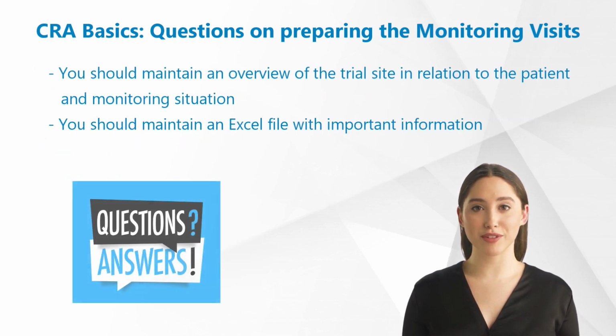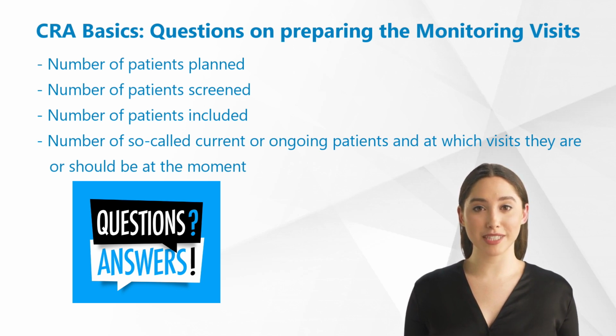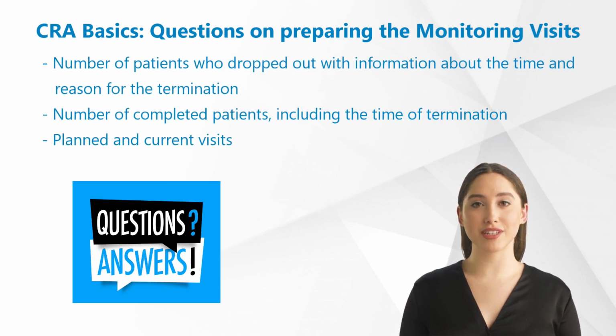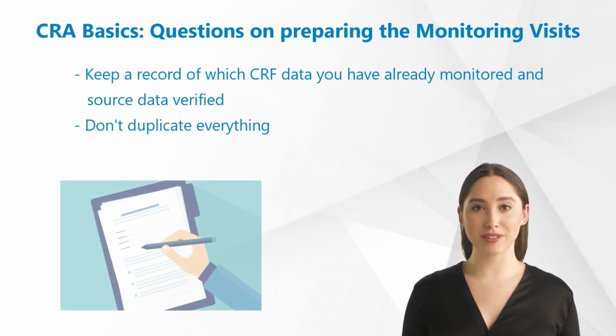You should maintain an overview of the trial site in relation to the patient and monitoring situation. If it is not in the last report, you should maintain an Excel file with information on number of patients planned, number of patients screened, number of patients included, number of so-called current or ongoing patients, and at which visits they are or should be at the moment, number of patients who dropped out with information about the time and reason for the termination, number of completed patients, including the time of termination, planned and current visits, especially when a database closure is approaching. You should also keep a record of which CRF data you have already monitored and source data verified so that you don't duplicate everything.